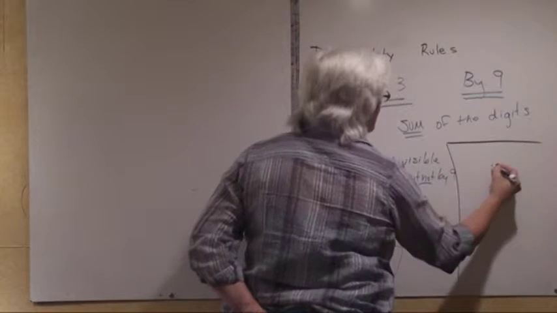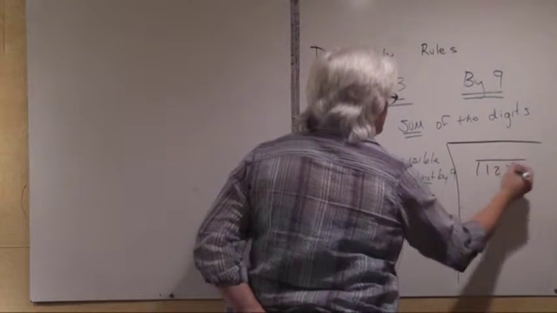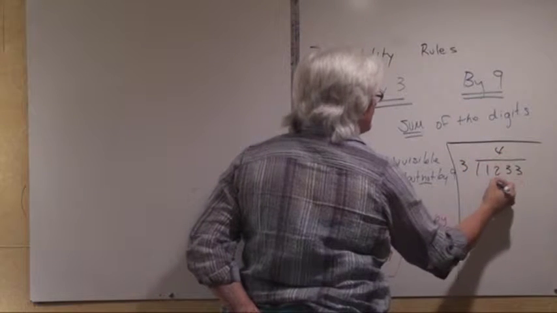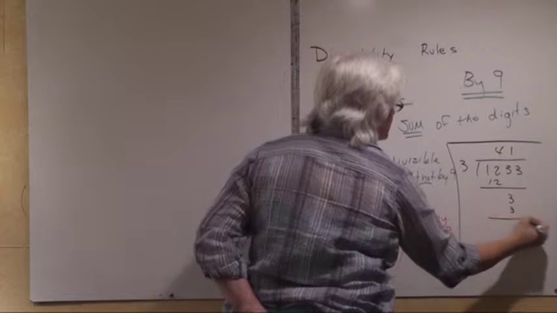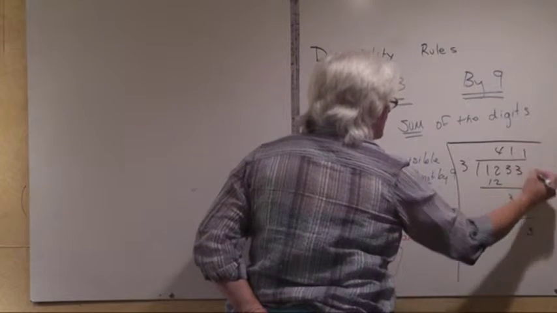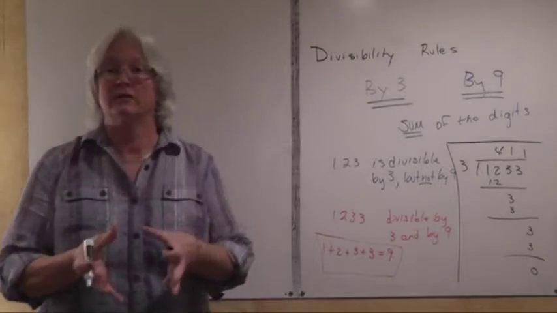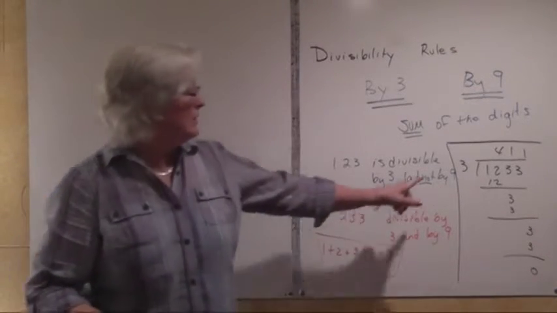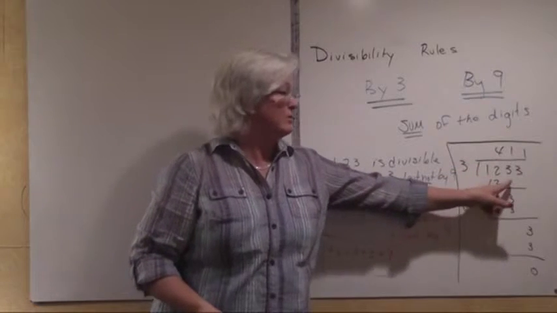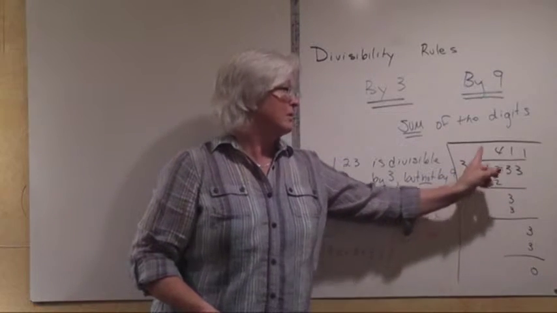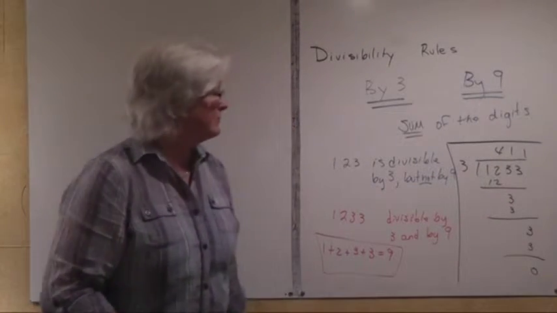Over here we have 1,233 divided by 3. 3 times 4 is 12. 1 times 3 is 3. 1 times 3 is 3, and there's no remainder. It divides evenly. 3 times 412 is 1,233. 3 times 400 is 1200. 3 times 11 is 33.